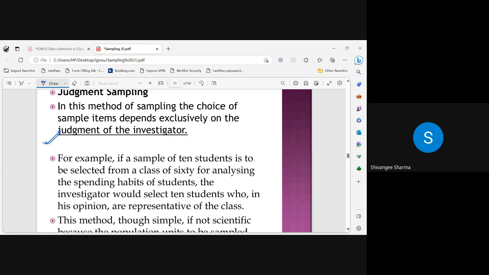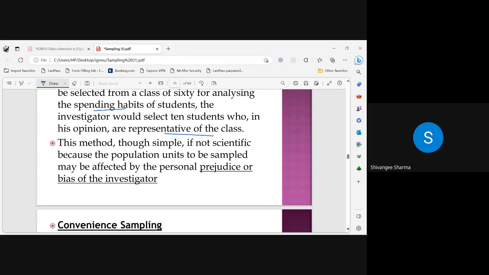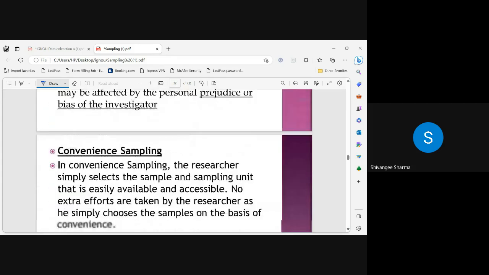For example, if a sample of 10 students is to be selected from a class of 60 for analyzing the spending habits of students, the investigator would select 10 students who, in his opinion, are representative of the class. Okay. So this method, though very simple, is not scientific. The population units to be sampled may be affected by the personal prejudice or bias of the investigator. We have more personal bias in non-probability sampling than in probability sampling.